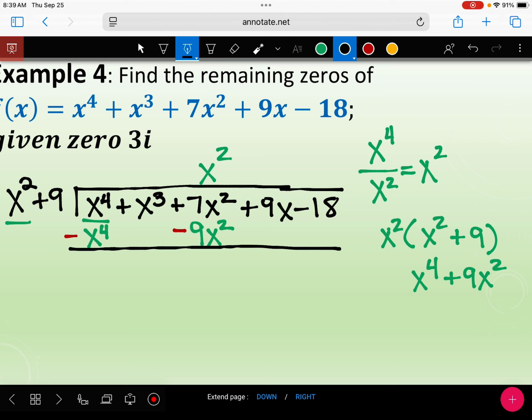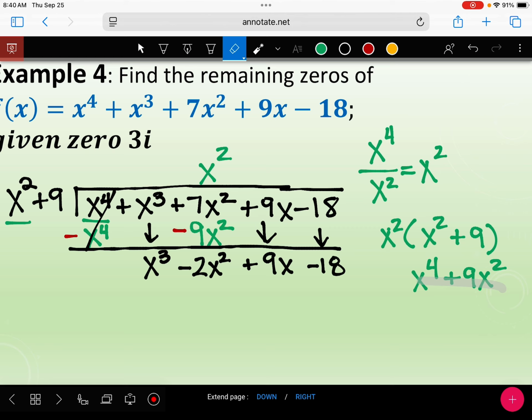We're going to have to do this 3 times. So this is going to cancel. So I'm bringing down my x cubed. 7 minus 9 is negative 2. And then I'm just going to bring down my last 2 terms. And then I'm going to repeat.